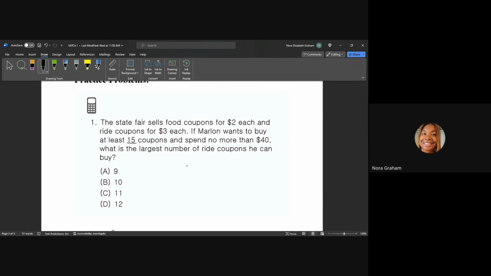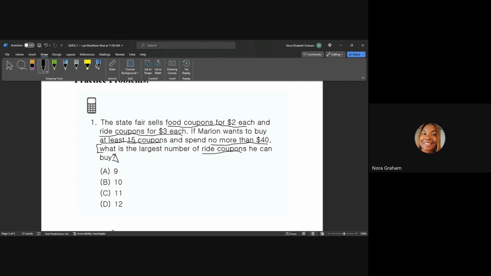Okay, so the main question that they're asking us is, what is the largest number of ride coupons he can buy? They also set us up with 2 variables: food coupons, which they give us at $2 each, that's important, and ride coupons for $3 each, that's important. They tell me that he has to have at least 15 coupons and he can spend no more than $40. Okay. Now that I annotated and have all the information that they gave me for this word problem, I'm going to tackle it.